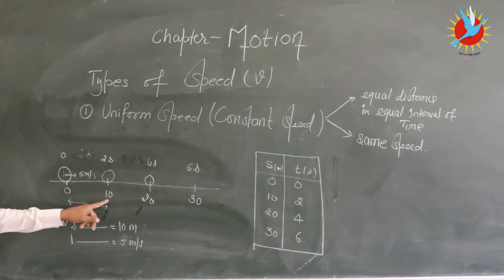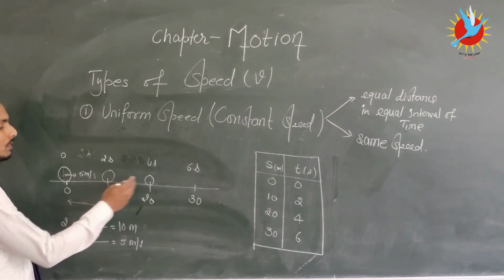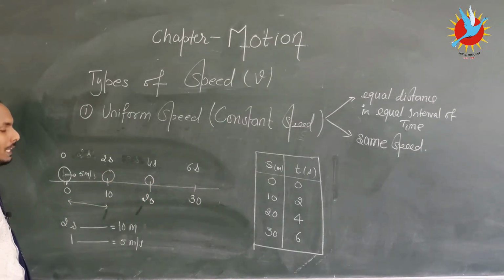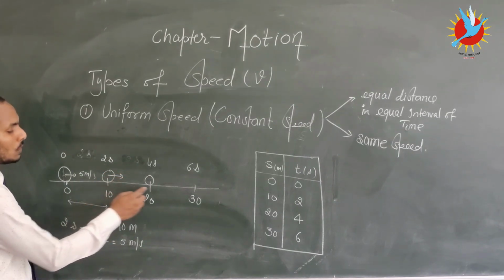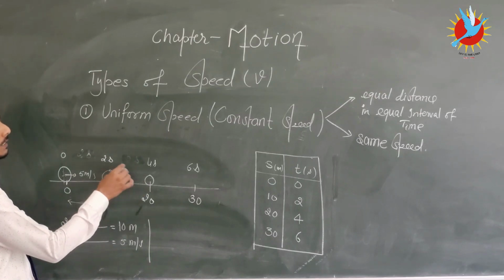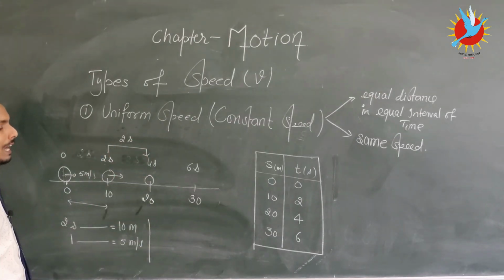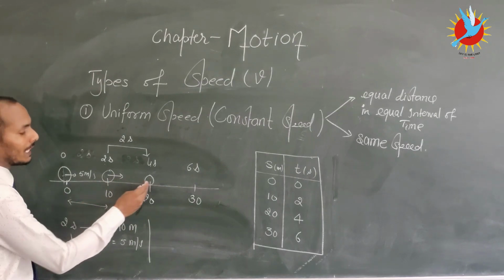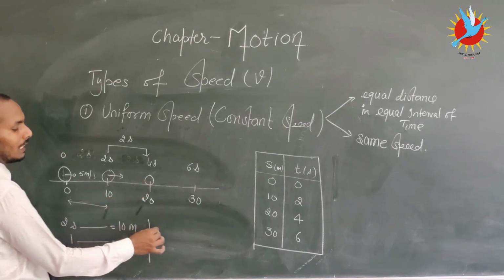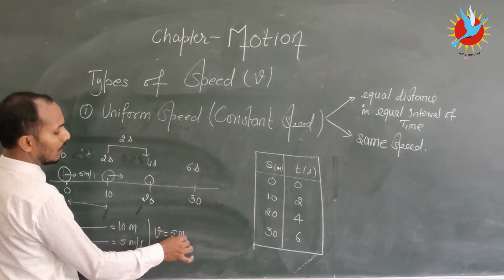Now, for the next time interval, what is its speed? When it moves from this position to this position, what happened? The time interval is again 2 seconds. And how much distance is covered in 2 seconds? 20 minus 10, it means 10. It means speed is again 5 meter per second.